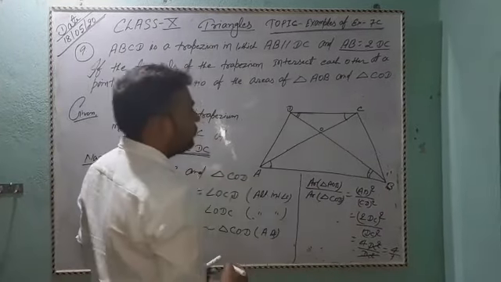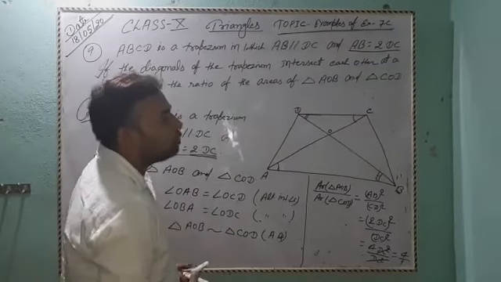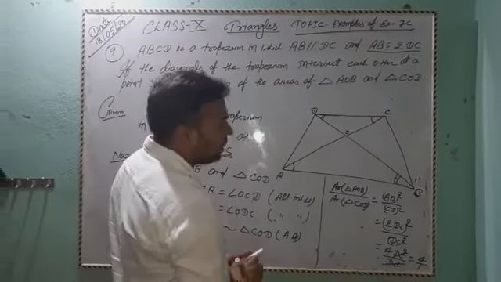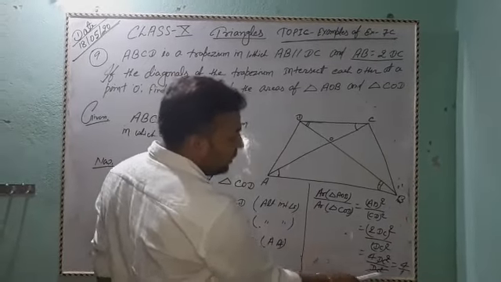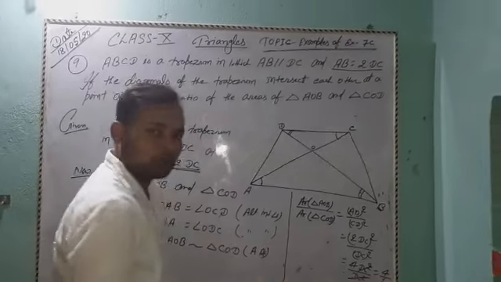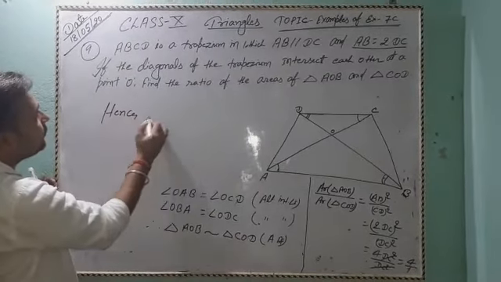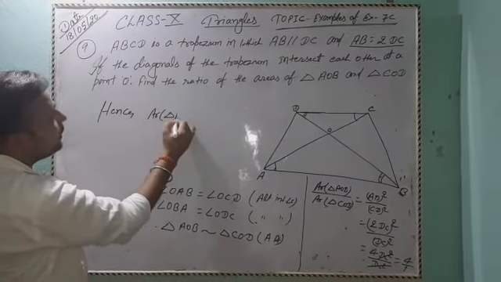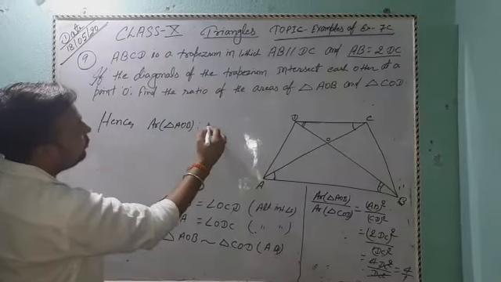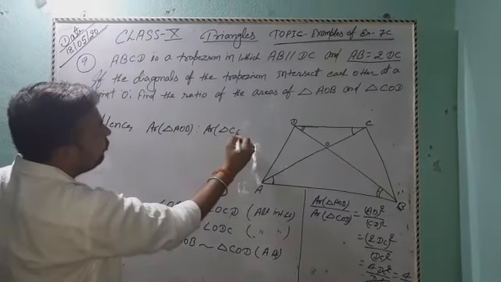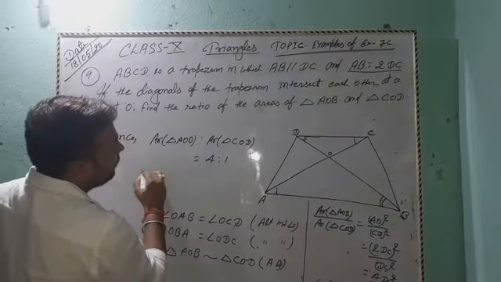So find the ratio of the areas of two similar triangles AOB and COD. So the ratio of area of triangle AOB divided by area of triangle COD equal to 4:1. Okay. Hence area of triangle AOB is to area of triangle COD equal to 4:1.